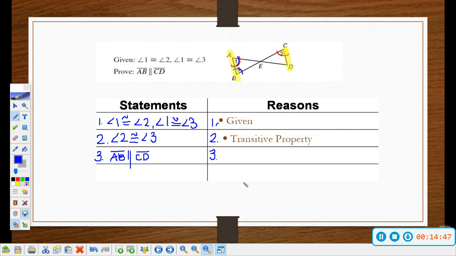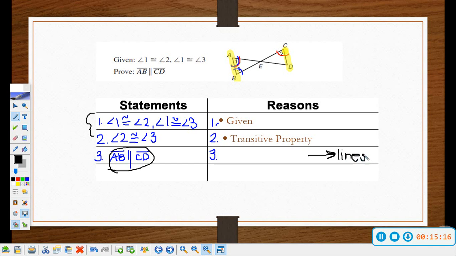Now, before I write the reason here, I want you to notice what we're starting with and what we're finishing with. We're starting with angles congruent, and we're finishing with lines parallel. Because we're finishing with lines parallel, I know that's going to be my conclusion. So my conclusion is that I have lines parallel.